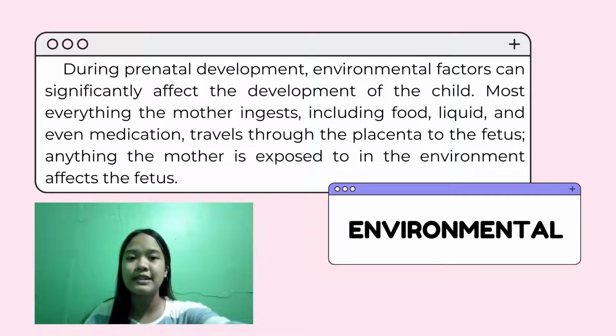Next is environmental factors. During prenatal development, environmental factors can significantly affect the development of the child. Most everything the mother ingests, including food, liquid, and even medications, travels through the placenta to the fetus. So anything the mother is exposed to in the environment can affect the fetus. How does the environment affect the baby's development? Frequently, physical environmental factors like exposure to toxins or substances before and after birth can impact a child's physical development. Problems associated with these kinds of exposure might be low birth weight, premature birth, or major long-term medical problems.